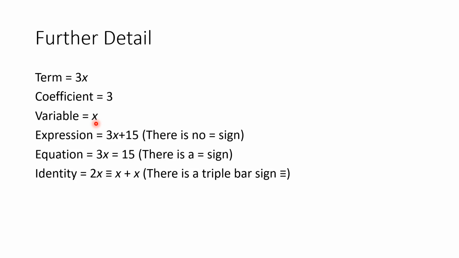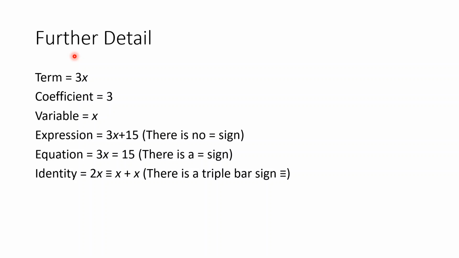Now we're going to dive deeper. So the next word is expression. An expression can be a term or a statement. So an expression could either be 3x plus 15 or it could just be 3x. The key factor of an expression is that it has no equals sign.